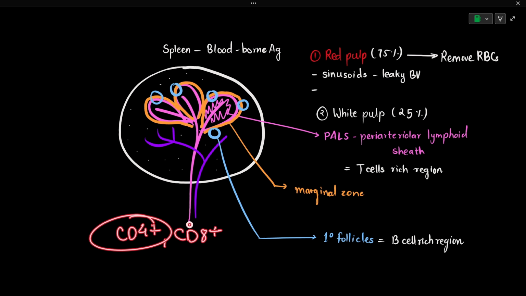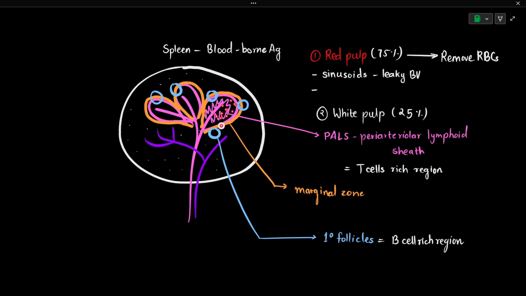So some cells are CD4 positive and some cells are CD8 positive. But those T cells only have those receptors and they have never undergone the antigenic interaction. Such T cells are known as naive T cells. So those naive T cells are going to face those antigens and kill them.